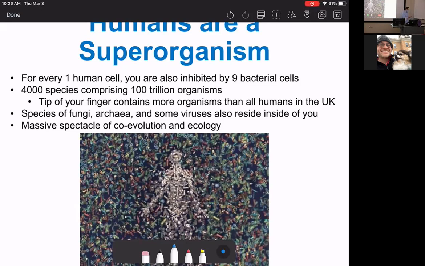There are fungi, viruses, and even archaea that do exist in your body as well. So it's a very cool look into genetics and evolution, kind of in an ecology and evolution way, but it also has a lot to do with how medicine is evolving in this direction too.